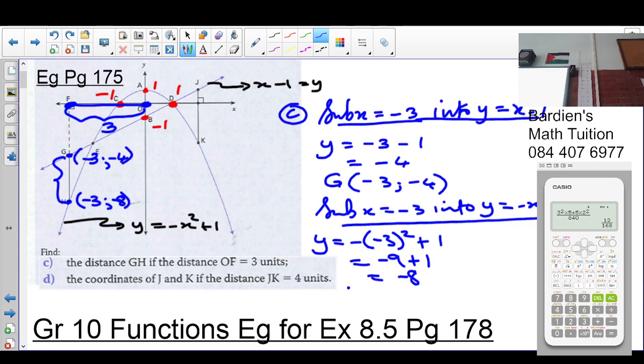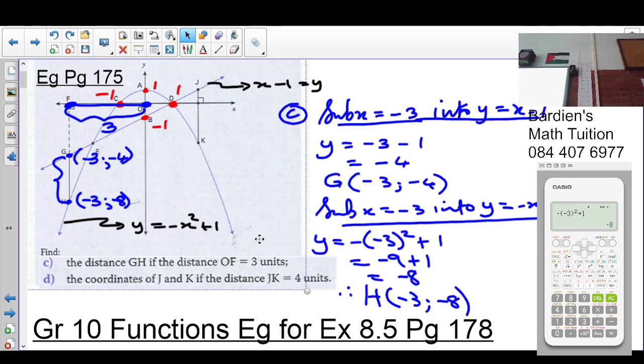So therefore, H is negative 3 and? What is negative 3 squared? It is positive 9, times the negative is negative 9, and then plus 1 should be negative 8. But have I answered the question? No.